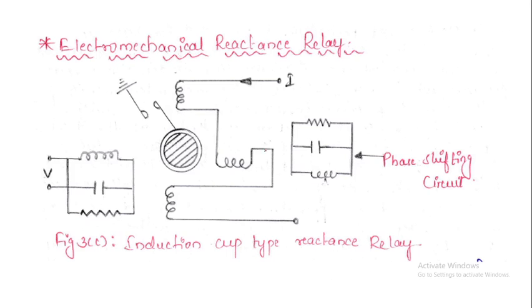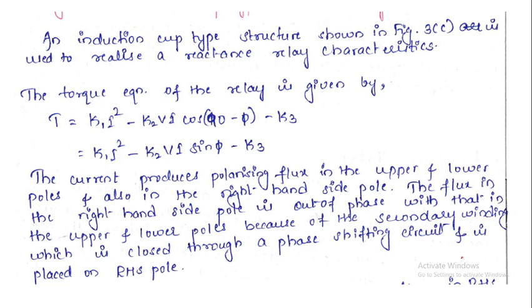Here the upper and lower poles will be energized by the input quantity, current I, whereas the other poles are energized by a voltage V. So these are the 2 operating quantities, and because of these two, 2 different types of torques are going to be produced. Let's see how it is going to operate. An induction cup type structure shown in figure 3C is used to realize the reactance relay characteristic. The torque equation of the relay is given by T = K1 I² − K2 VI cos(90 − φ) − K3.